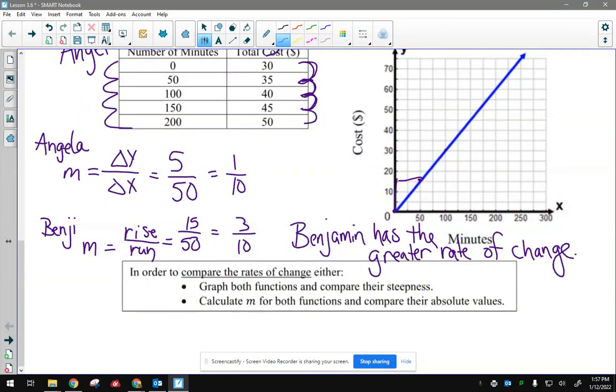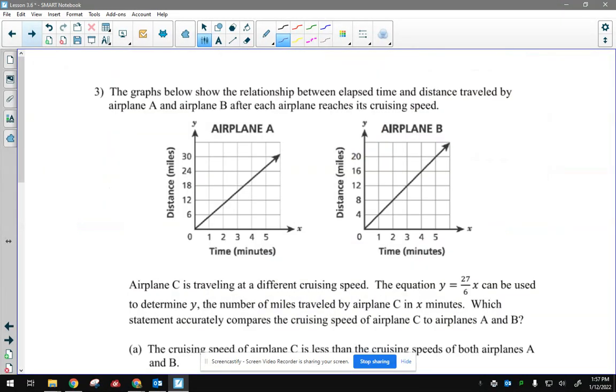There's a little note at the bottom. In order to compare the rates of change, either you have to graph both functions and compare their steepness, or you have to calculate m for both functions. Okay? Cool. Let's try another one.